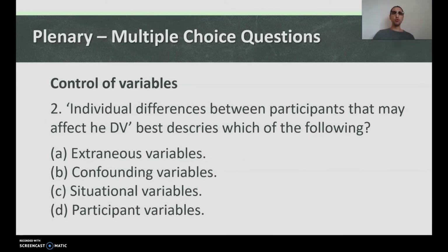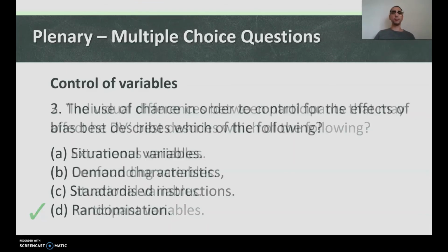Number 2. Individual differences between participants may affect the DV. Best describes which of the following? A, extraneous variables. B, confounding variables. C, situational variables. Or D, participant variables. Well, because there are individual differences between participants, I'm going to have to go for D, participant variables. Even though participant variables is an extraneous or confounding variable, more specifically, it's a participant variable.